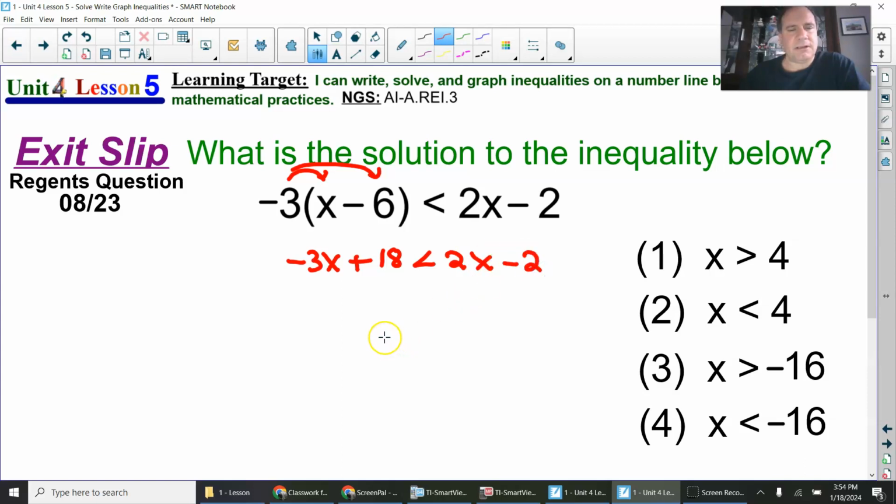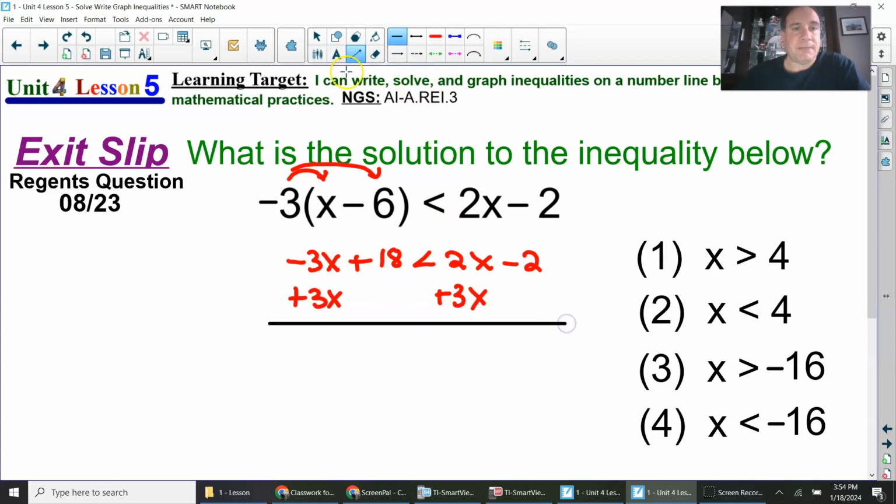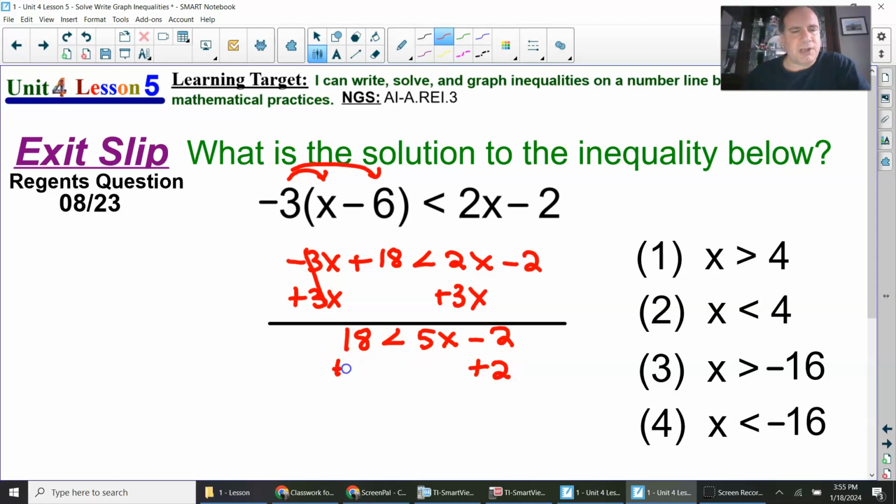Bring down that inequality. I am going to add the 3x on both sides because that's the way I want to stay in the positive. You don't have to, but it just makes it a lot easier for me so that I don't have to remember to flip the inequality symbol. But it's not the end of the world if you do. So now I have a two-step equation. I'm adding 2 to both sides, and I am going to rewrite everything, making sure that the 2's cancel. I have 20 and 5x is greater than 20. Then I divide by 5 on both sides, and you get x is greater than 4.